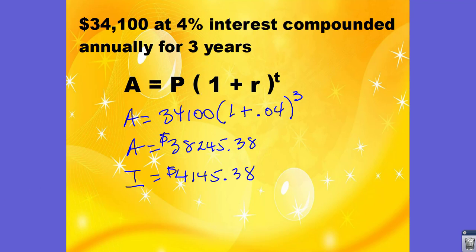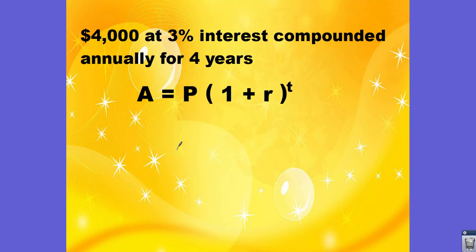So let's do one more and then we'll be finished. Here's another one. Again, I want to know what is the principal plus interest. P stands for principal in this particular loan. We've got a $4,000 loan at 3% interest compounded annually for 4 years. So $4,000. Now, we know it's 1 plus whatever that rate is as a decimal.